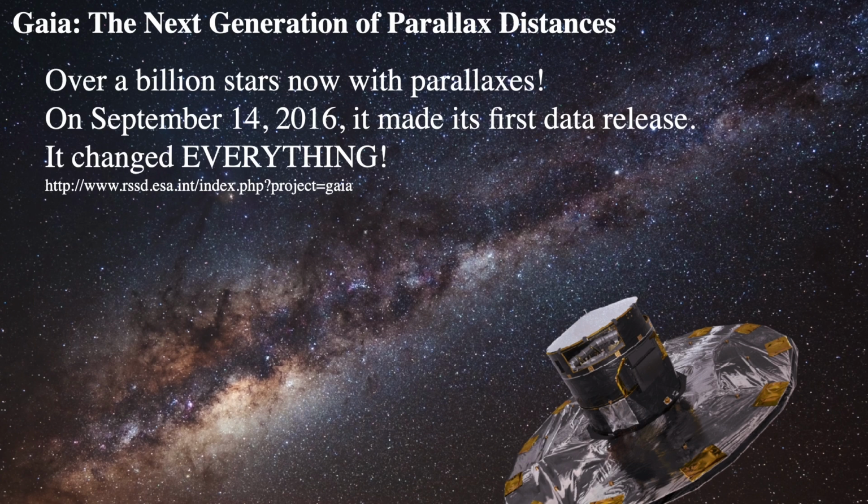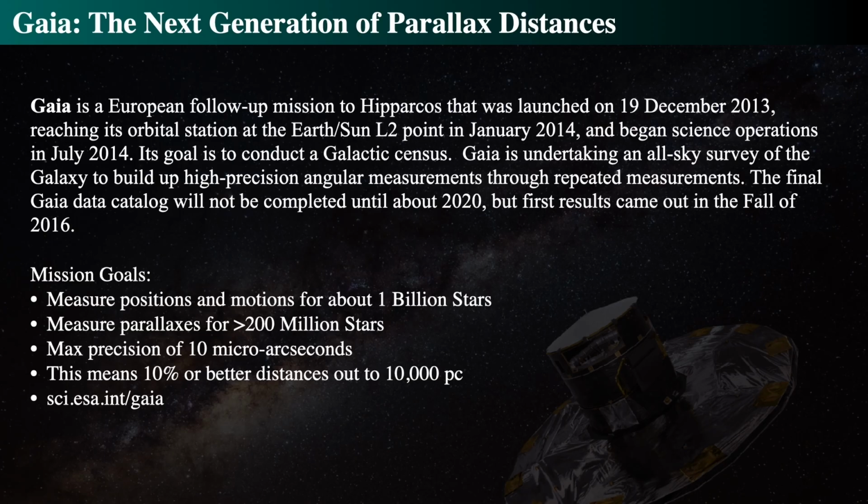But the 1 billion stars now give us an enormous understanding of the cosmos around us. Gaia was launched in 2013. It's orbiting well past the Earth, at the Lagrange 2 point, and it began its science operations in 2014. It's going to get 1 billion stars, with parallaxes for over 200 million stars, and it can get that parallax precision down to 10 micro arc seconds, which is astonishing. That means it can get distances out to 10,000 parsecs.